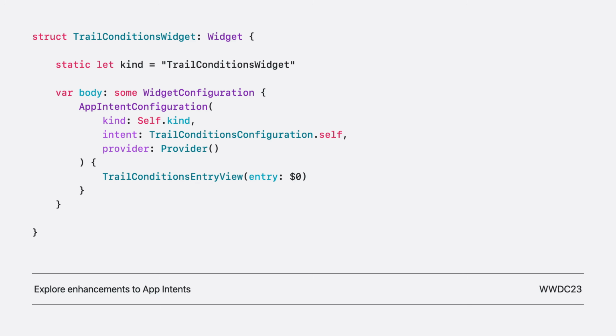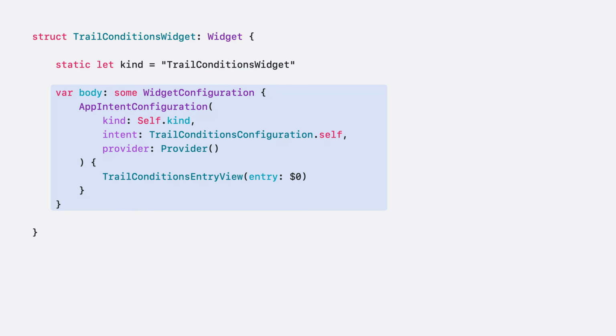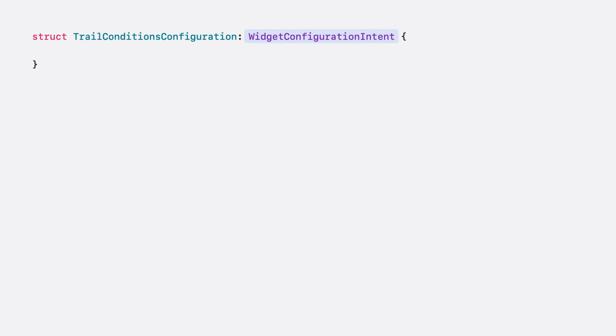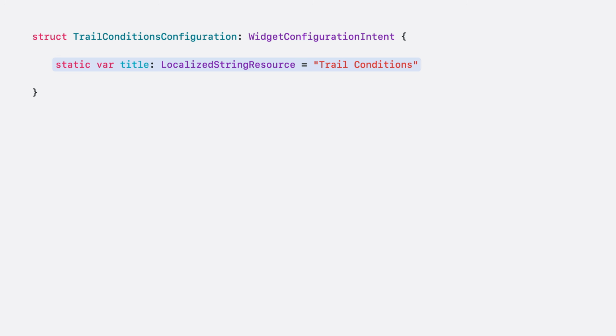And for more details about how widgets work with app intents, check out Explore Enhancements to App Intents from 2023. The relevant part here is the body, and especially the intent parameter, where I set the configuration intent type for this widget. The configuration intent is an intent that conforms to widget configuration intent. Funny how that works. Like all intents, it needs to have a title. And I said I wanted this widget to be configurable with a trail, so I'll add a parameter. It's supposed to be a trail, and I already defined a trail entity for my open intent. Can I reuse that? Funny you should ask. Yes, you can.